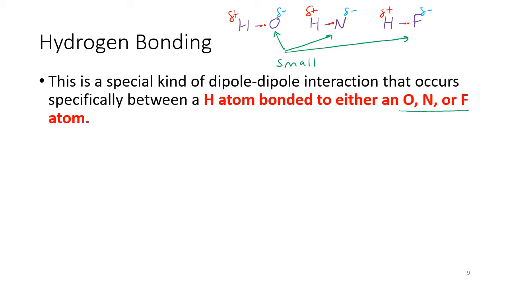Because of the small size of these atoms, the charges are highly concentrated. This allows the positive end of one dipole to get really close to the negative end of another, because they are so small compared to other dipole-dipole interactions. All of these factors add up to make hydrogen bonding a special type of dipole-dipole interaction. It also occurs in polar molecules, just like regular dipole-dipole interactions. No polar molecule, no hydrogen bond. And if we don't have hydrogen specifically bonded to one of those three elements, we will not have a hydrogen bond type dipole-dipole interaction either.